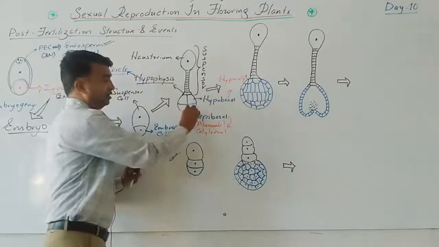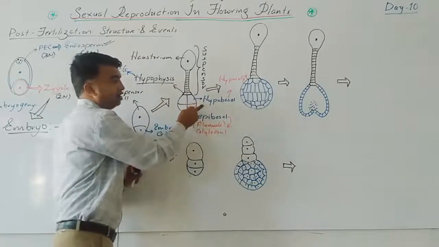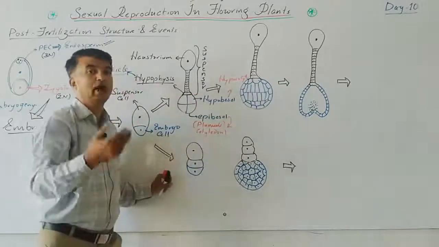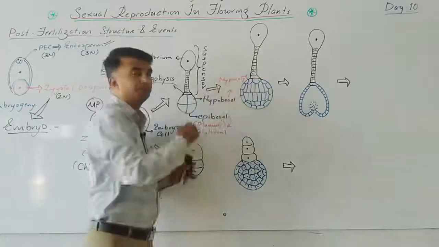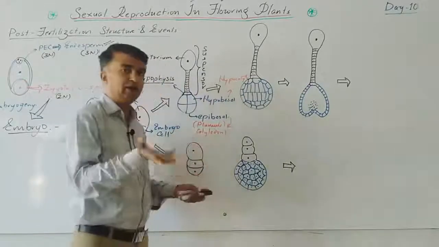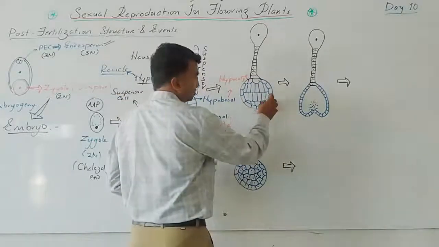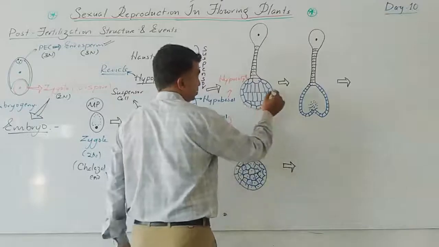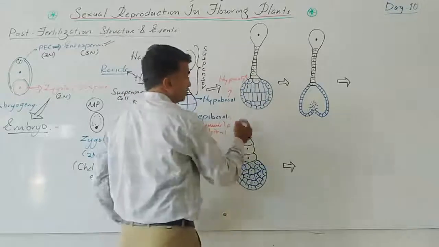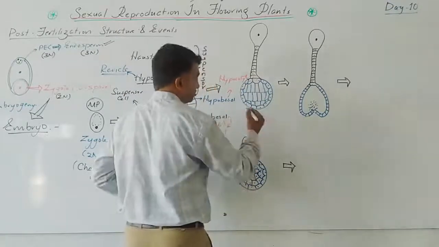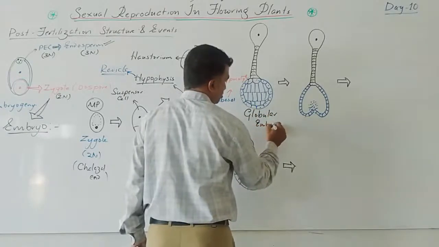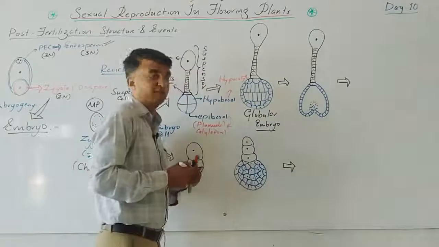Now of these 8 cells, the lower cells are called epibasal and these cells are called hypobasal. Here, the epibasal cell in future develops into plumule and cotyledon. Hypobasal develops into hypocotyl. Now in this embryo, repeated division takes place and different layers are formed. When you observe, this outer cell is different and this cell is different. So this is called the globular embryo. Here some differentiation occurs.